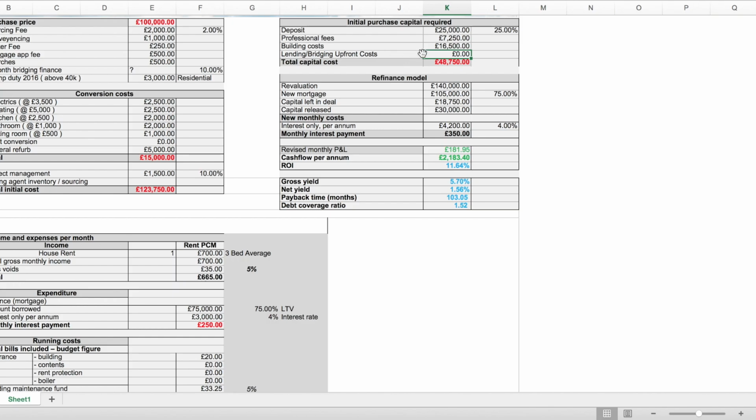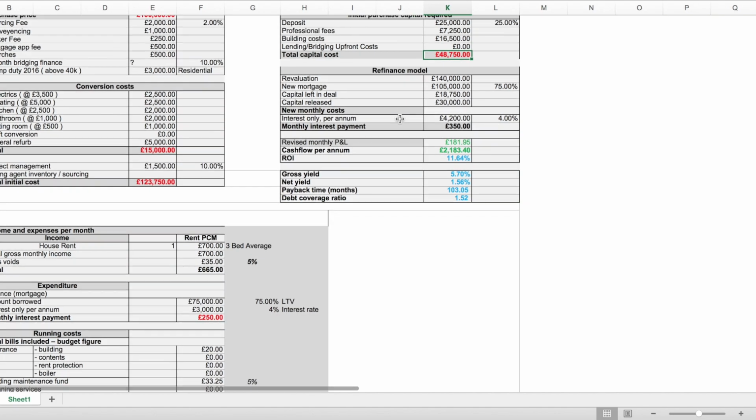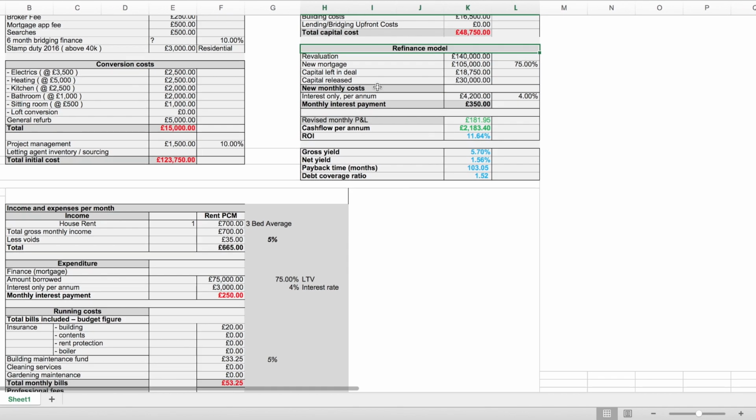Lending or bridging upfront costs. So if you were using a bridging loan, you might have to pay an entry fee or an application fee. Same if you're using a mortgage, you might have some sort of upfront costs associated. So this is working out your initial purchase capital required. This is all the upfront money that you need to be able to do this project. So in this case, it would be £48,750. So that's the refinance model. I'll come on to that in a minute.